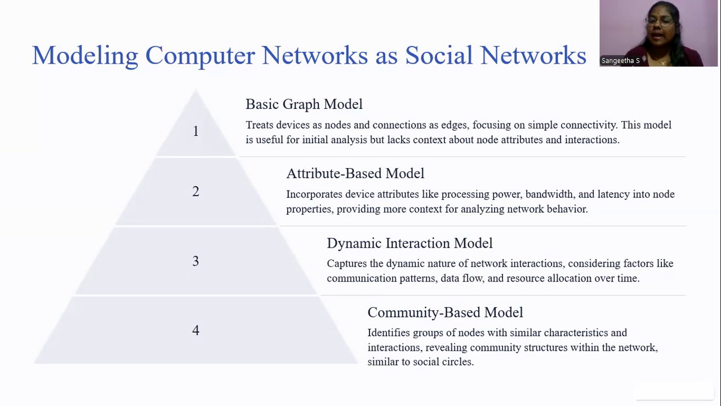The second model is the attribute-based model. It incorporates device attributes like processing power, bandwidth, and latency into node properties, providing more context for analyzing network behavior. The third model is the dynamic interaction model. It captures the dynamic nature of network interaction, considering factors like communication patterns, data flow, and resource allocation over time. The fourth model is the community-based model. It identifies groups of nodes with similar characteristics and interactions, revealing community structures within the network, similar to social circles.